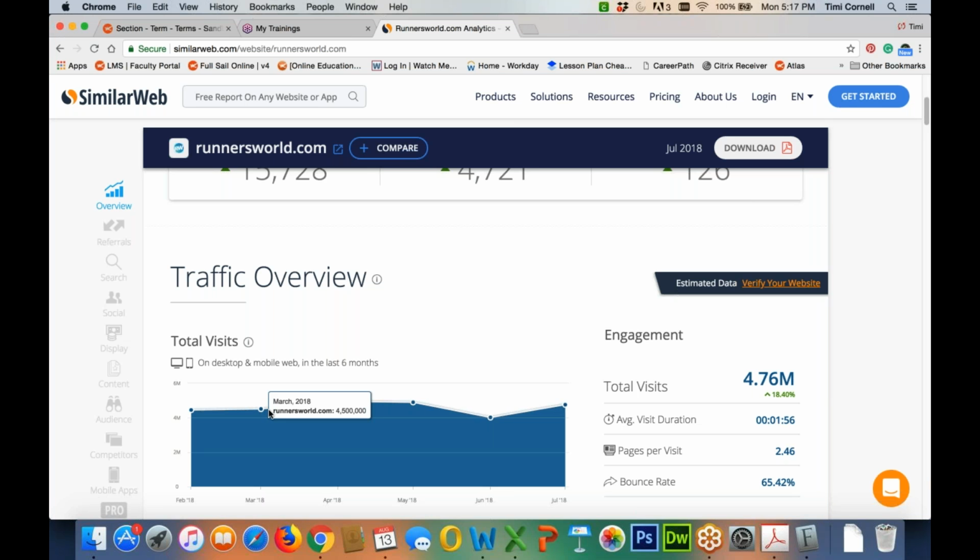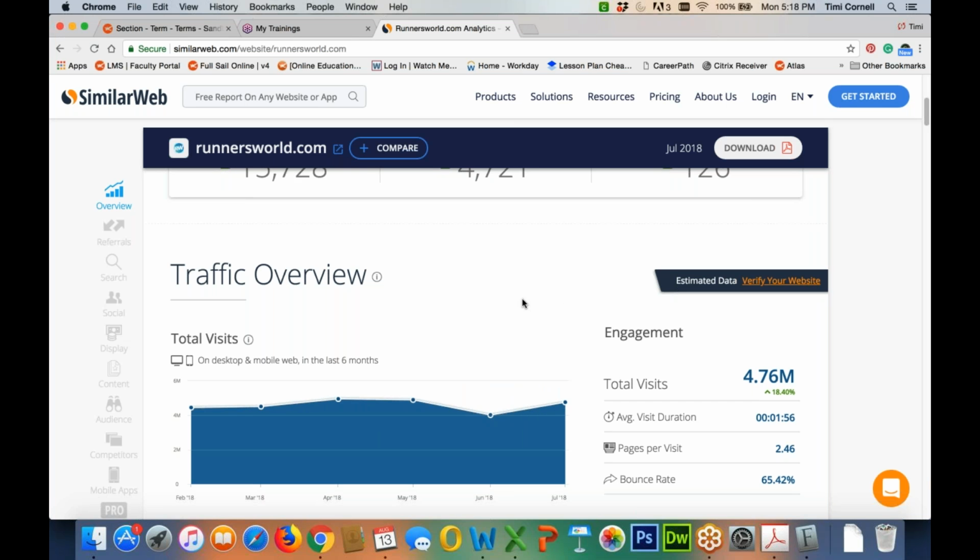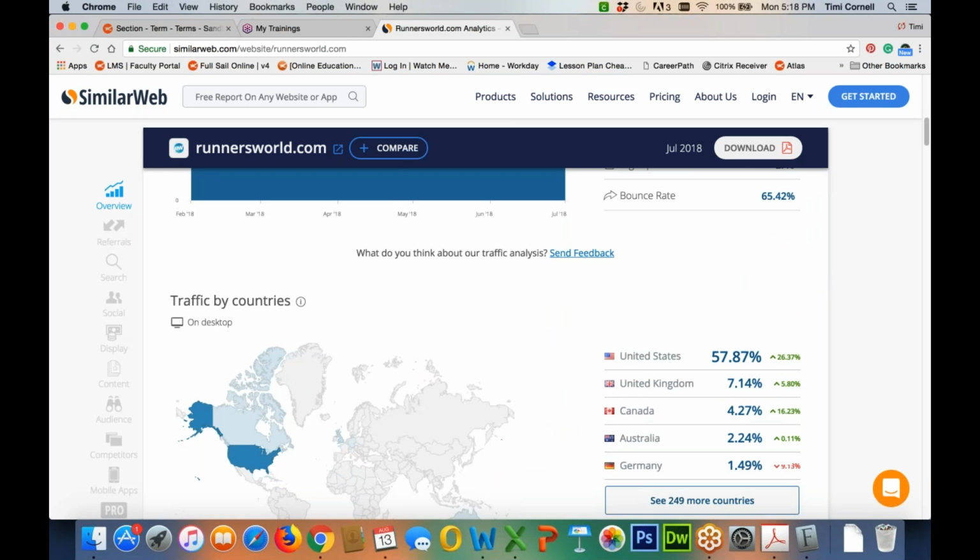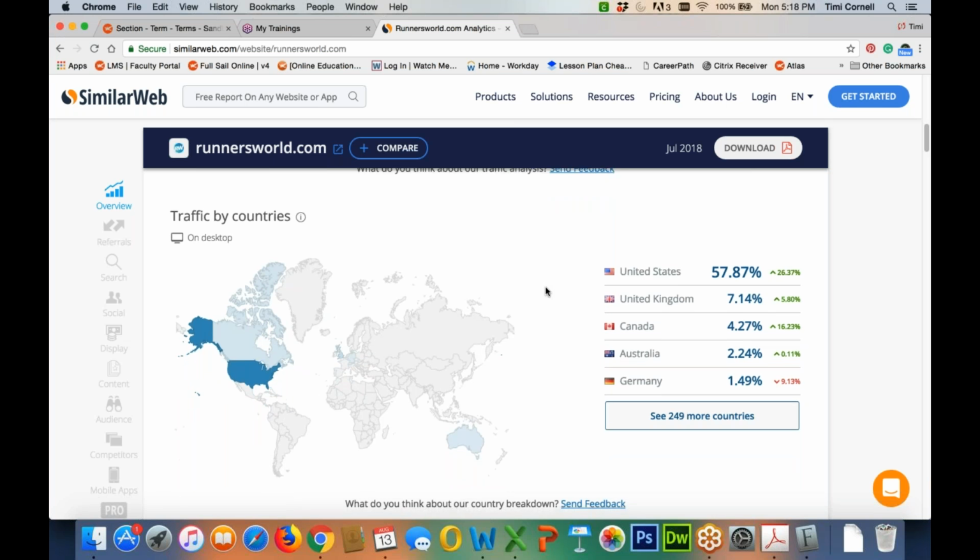And it seems pretty steady. Of course, marathon season kicks off in April, so they have more visitors, and then it slumps in the summer. Totally normal. But they haven't gone beneath 4 million. So I would say that they roughly get about 4 million visitors a month, which are potential page views for me, or exposures. And if we keep scrolling down, we can see where the traffic is originating from.